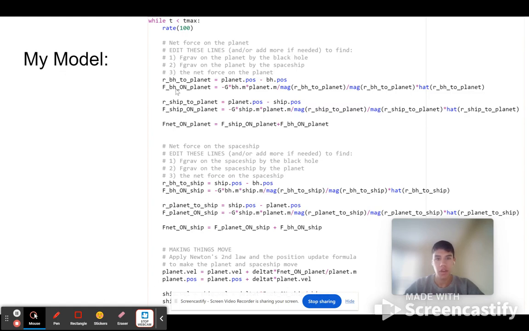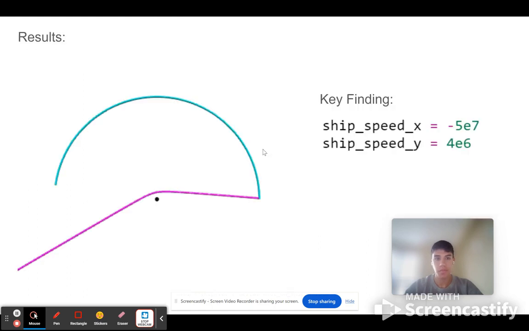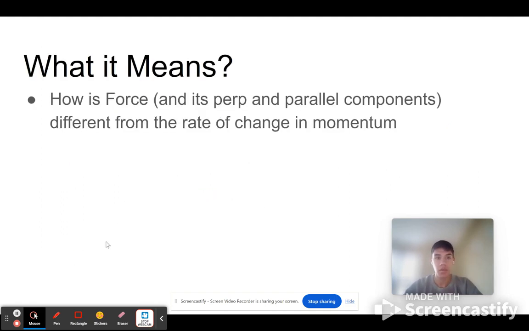Again, just calculating the forces on everything using the gravitational equations, adding them because it's force net, and updating positions and velocities to show motion. And the results of this were that using the speeds -5 times 10 to the 7th and 4 times 10 to the 6th, the trajectory looked like this, where it goes around the black hole and escapes. So what does this mean?